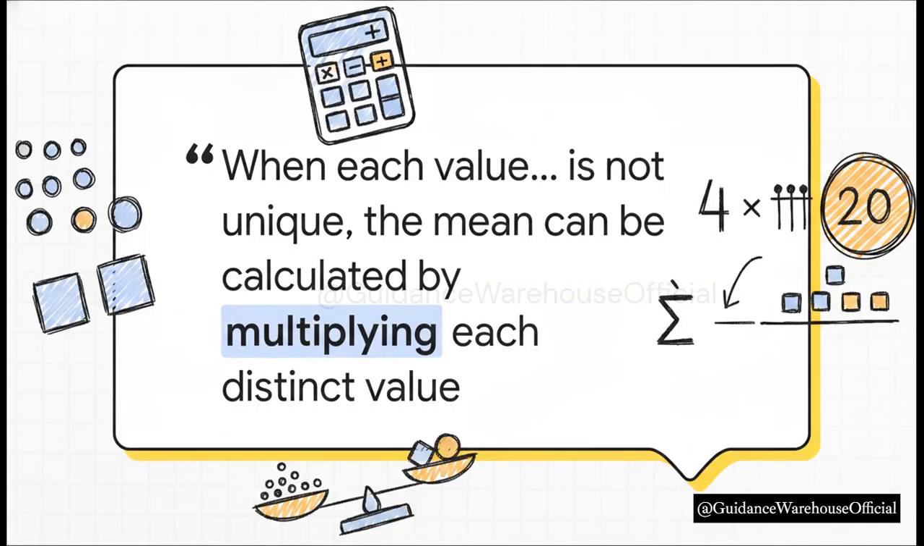Now, you might be sitting there asking, wait, what if the values in my dataset repeat a lot? Do I really have to punch 1 plus 1 plus 1 plus 2 into my calculator all day? No, definitely not. You can take a massive shortcut. Just multiply each distinct value by its frequency, how many times it shows up, add those products together, and then divide by your total number of data values. So if the number 4 shows up 5 times, just do 4 times 5 to get 20 and add that to your sum. It's literally the exact same math, just way, way faster.